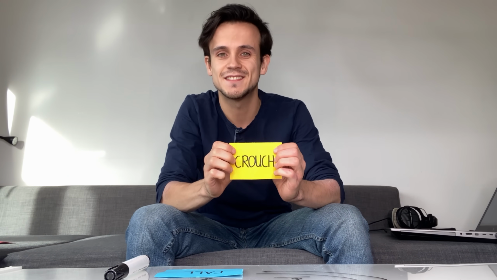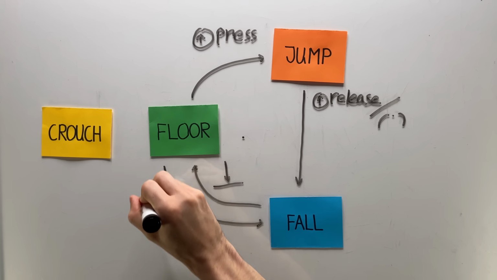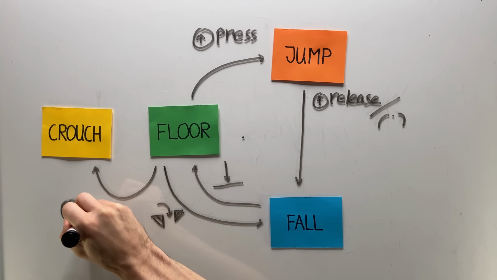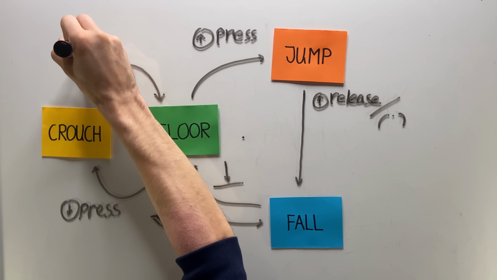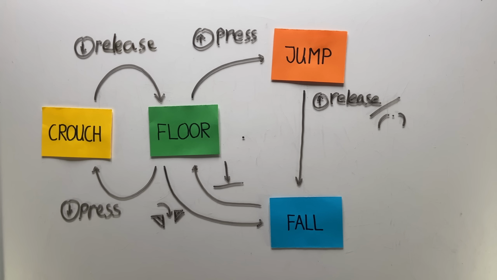Let's say we wanted to add crouching. We start by looking at where crouching belongs in our state machine design. When we look at the drawing board, I think crouching can only be done from the floor state upon pressing down the crouch button. Then, of course, if we release the crouch button again, we go back to the floor state. Let's say that when we perform a crouch, we keep sliding a bit into the walking direction.